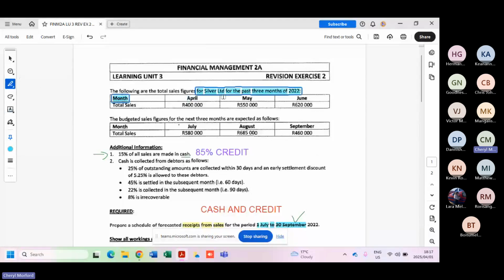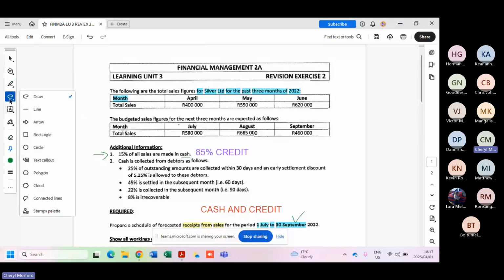Why? Oh, it seems to want to highlight. No, okay, we're not going to highlight. It just decides by itself what it's going to highlight.